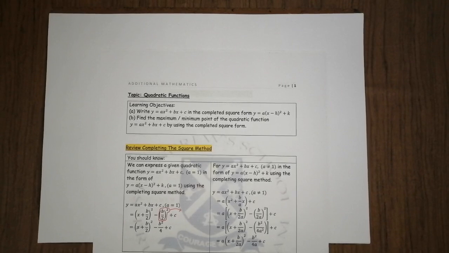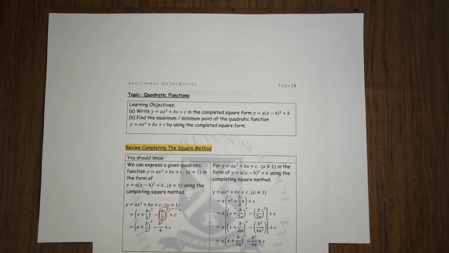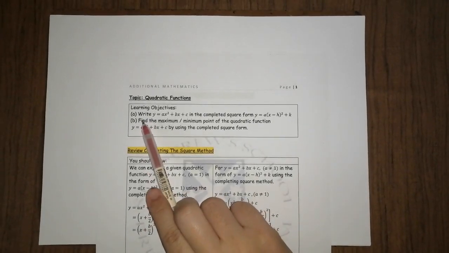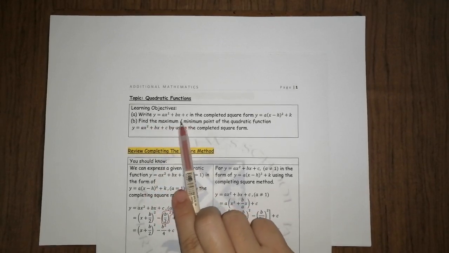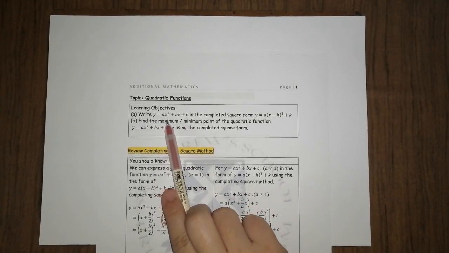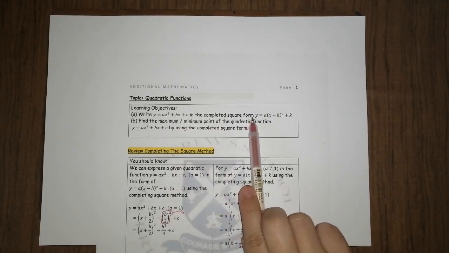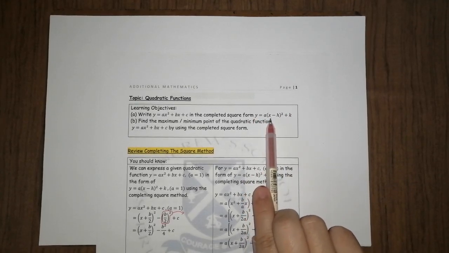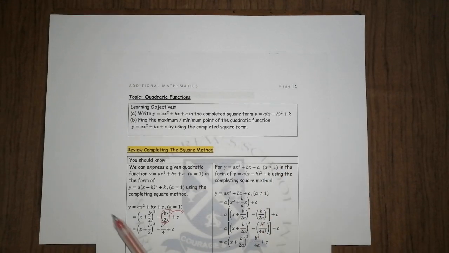Today's video will be on introduction to quadratic functions. So there are two learning objectives. The first learning objective is, at the end of the video, you should be able to write the quadratic equation y equals ax squared plus bx plus c in its completed square form, which is expressed as y equals a bracket x minus h close bracket square plus k.